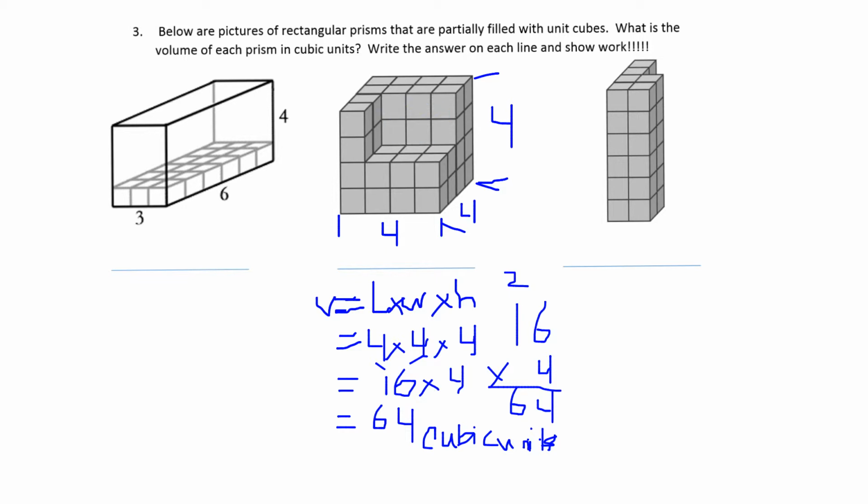So we have a length of 4, we have a width of 4, and we have a height of 4, which gives us 4 times 4 times 4. Well, 4 times 4 is 16 times 4. So volume is equal to 16 times 4. 4 times 6 is 24. 4 times 1 is 4. Plus 2 is 6. For a total of 64.